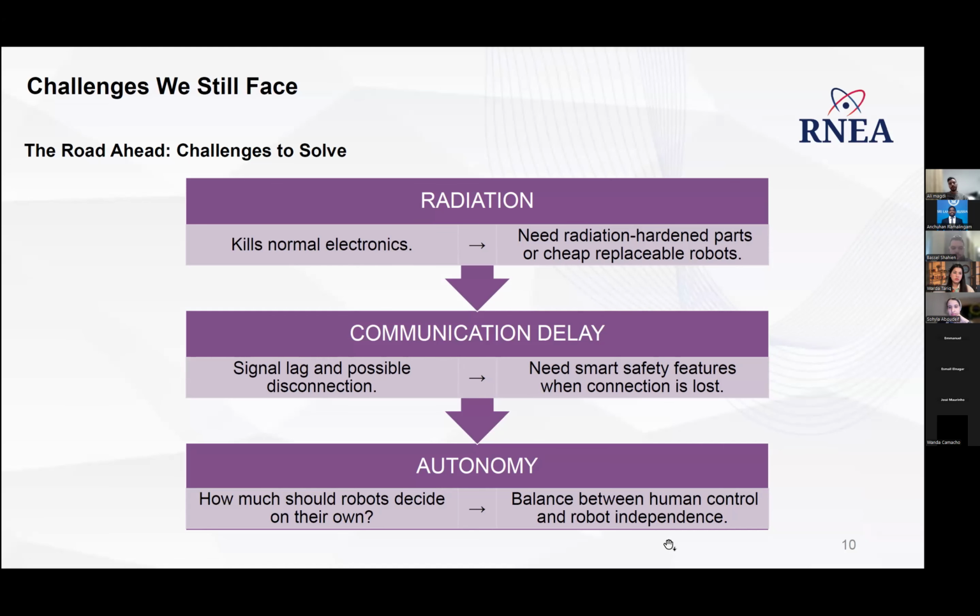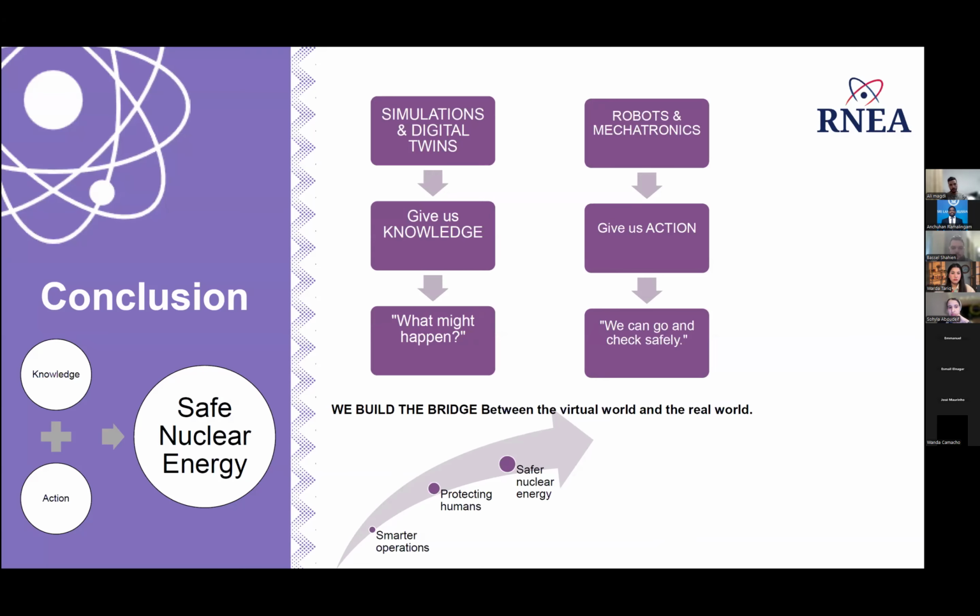So if we go to the final slide, it's the conclusion. Let me leave you with one simple idea. Simulation and digital twins give us knowledge. They tell us what might happen, but robots and mechatronics give us the power to act on the knowledge safely.